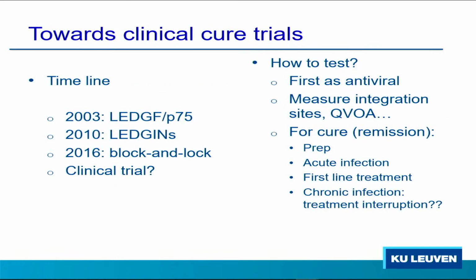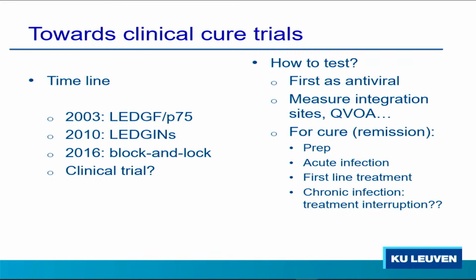And so in the summary and the timeline, we discovered LEDGF in 2003, Legends in 2010, proposed this block and lock in 2016, and now I'm really advocating clinical trials to see Legends as an antiviral and not Legends as a cure. It's something which is testable. We can discuss it in the question session, but it's possible to use Legends as an antiviral or as a PrEP during an acute infection where the reservoir is probably still forming. If you add it, we could shift integration sites, which would increase the deep latent majority of the virus.